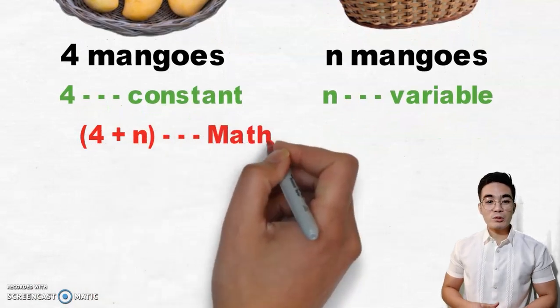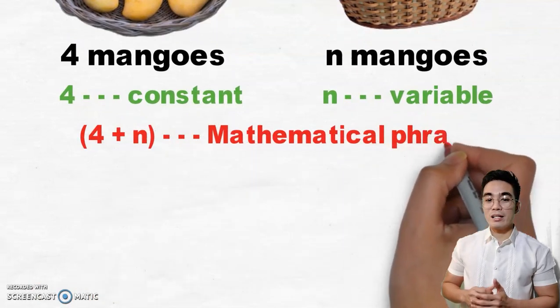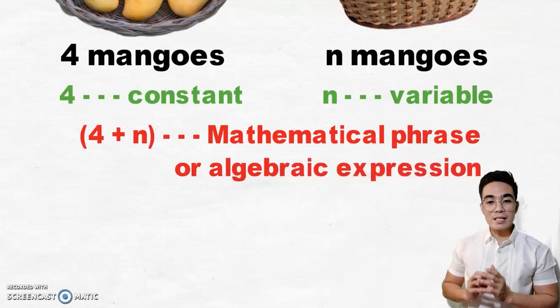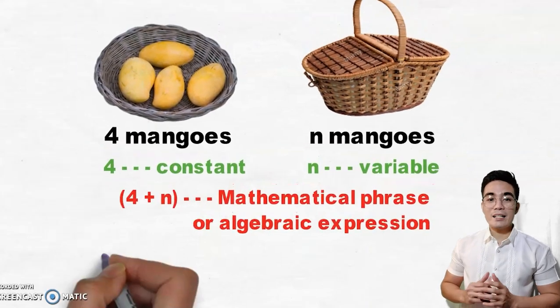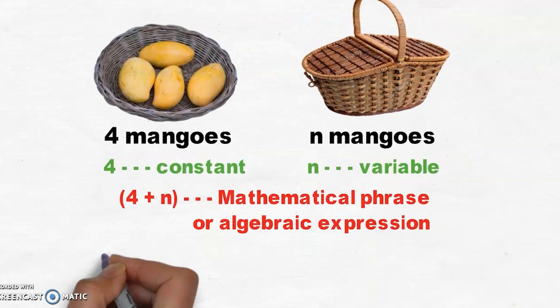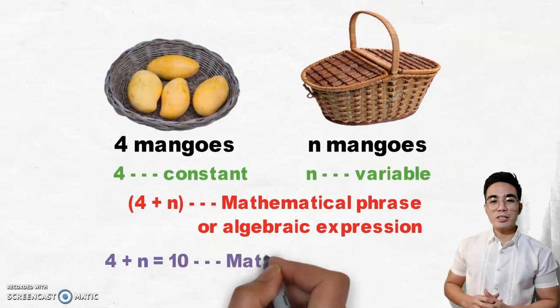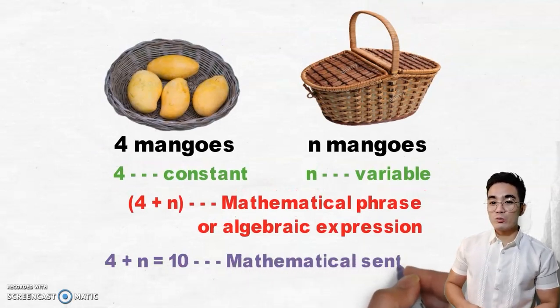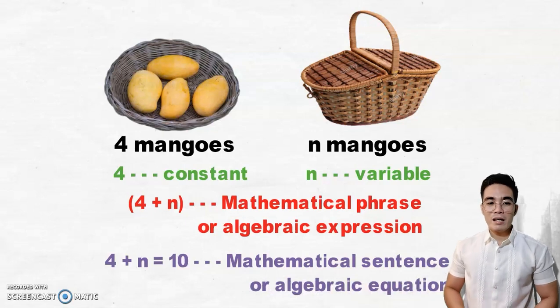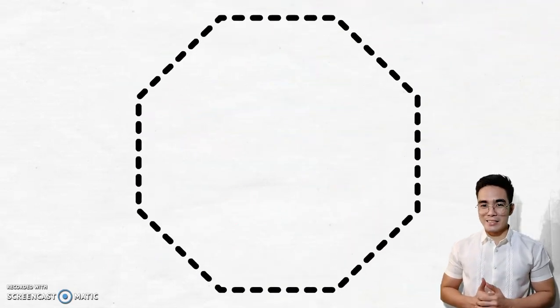If we put them together with an operation like plus sign or minus sign, we have 4 plus n and it is called an algebraic expression. Adding an equal sign and resulting term or expression will make it an algebraic equation. Let us have some logo quiz.